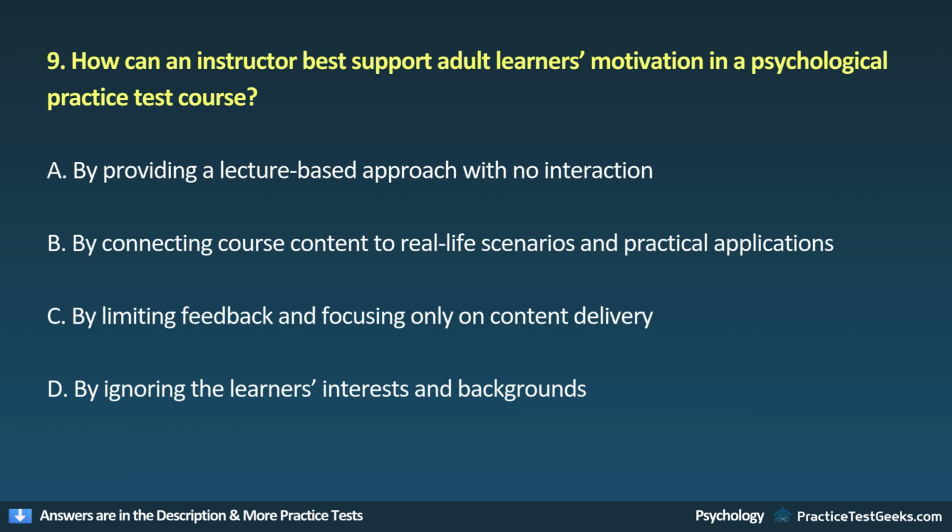9. How can an instructor best support adult learners' motivation in a psychological practice test course? A. By providing a lecture-based approach with no interaction. B. By connecting course content to real-life scenarios and practical applications. C. By limiting feedback and focusing only on content delivery. D. By ignoring the learner's interests and backgrounds.